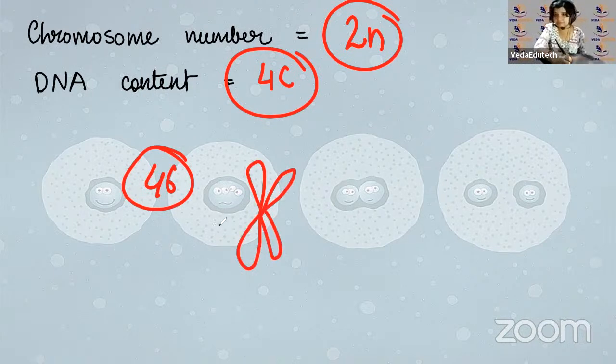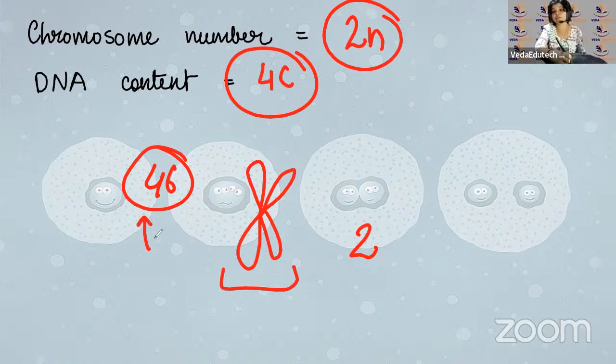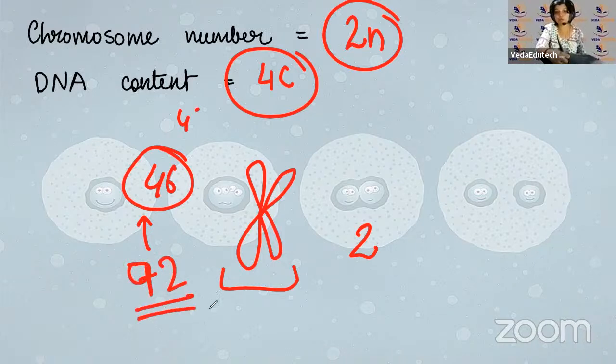But if someone asks what is the number of chromatids, the chromosome will look like this, right? We have in total 46 chromosomes, but one chromosome has 2 chromatids. Then what would 46 chromosomes have? 46 into 2, which would be 92. Yes, 92 chromatids. So many. Anyway, let's move ahead.